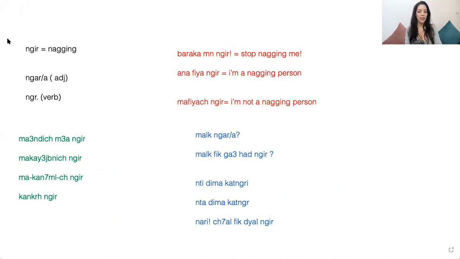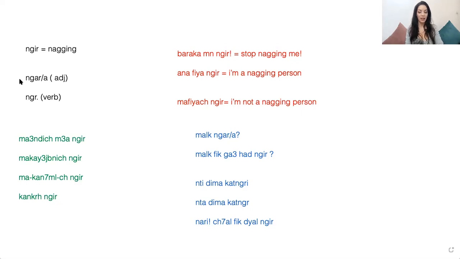So the first one here, we are starting with the noun. Just like the word nagging in general, we call it ngir. You might find it a little bit hard, it is n, and then gear. Try to notice my mouth movements because that will help you out with pronunciation. And when you're practicing, try to practice out loud. So, ngir, ngir, okay?